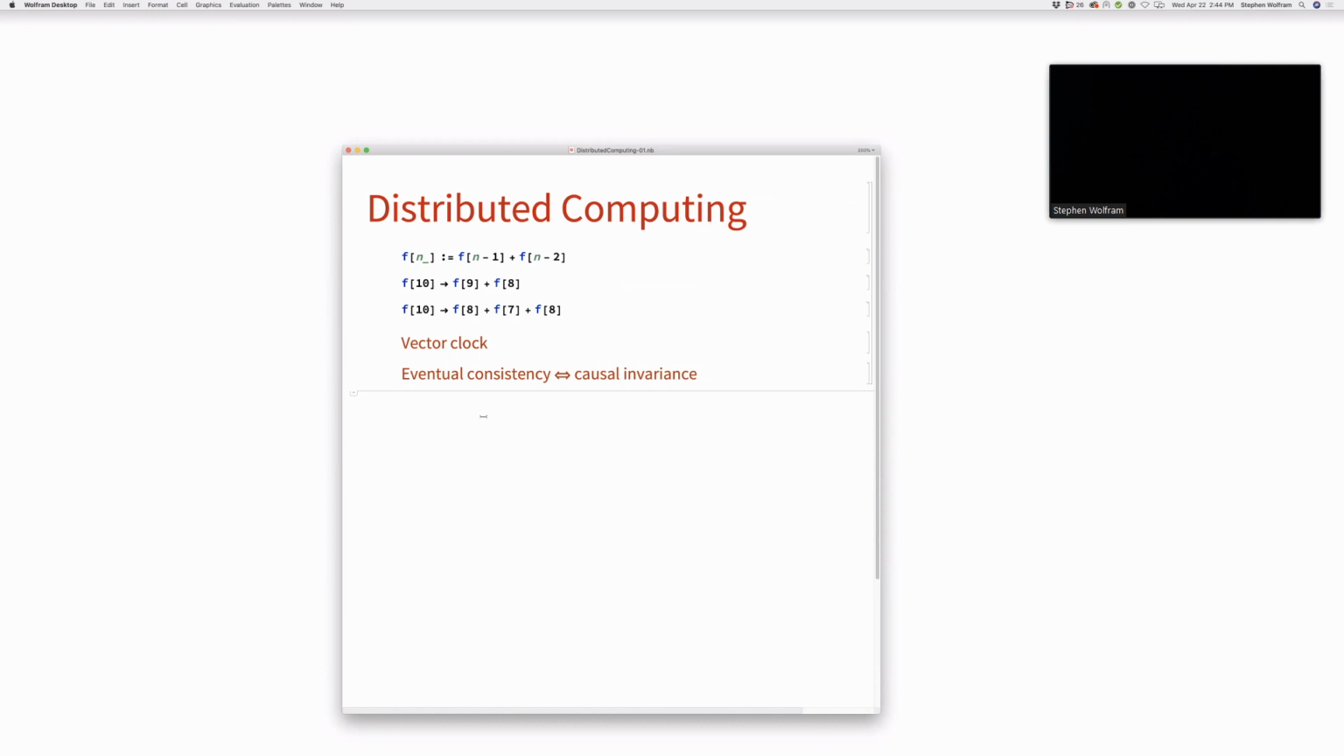But what about this shared memory thing? In the case of the universe, there is a data structure, which is our spatial hypergraph. And the issue is, what is the analog of that? Is that the analog of shared memory in a distributed system?